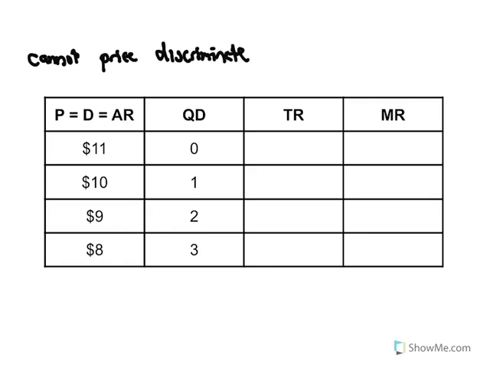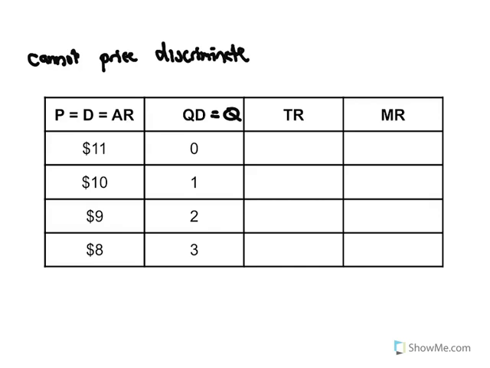So we have a table here, and what I've given you is the price, demand, and average revenue for a monopolist: $11, $10, $9, $8. All three of those are the exact same value at each output level. Then we've got the quantity demanded, 0, 1, 2, 3, or we can also just treat this as the quantity. It actually doesn't really matter here. And then we've got total revenue and marginal revenue.